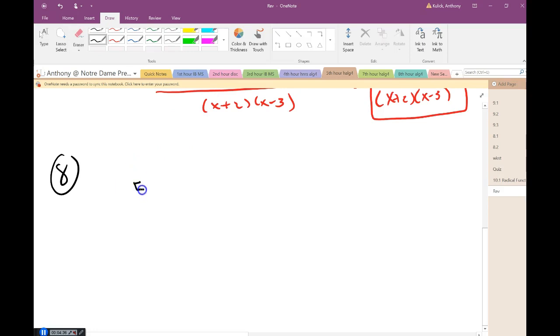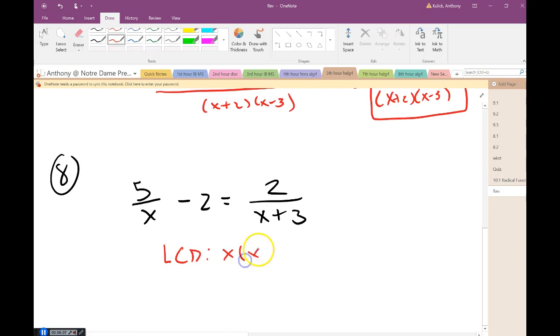So how did you try to do 8, Claire? Okay, well, there are two ways you could do this. You could either clear fractions or make a common denominator. Those would be the two recommended routes. Let's make a common denominator for the sake of argument. So if I look at all the denominators, hopefully it's pretty clear that the least common denominator would be x times x plus 3.